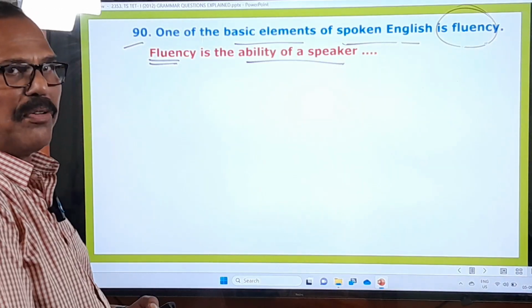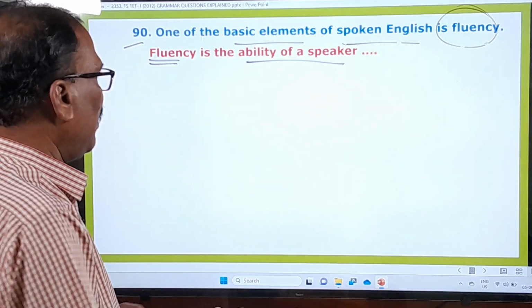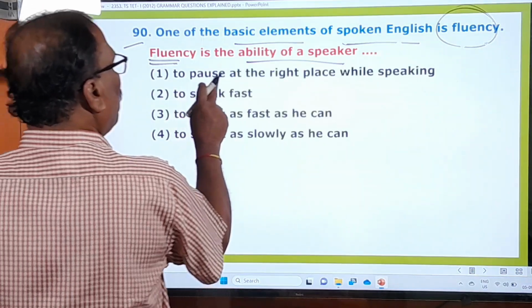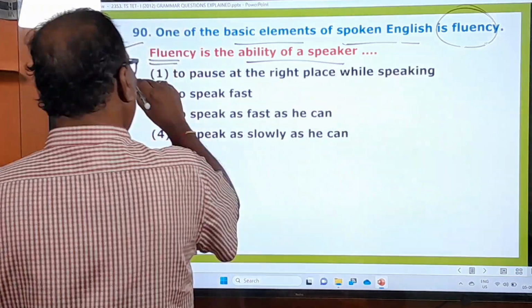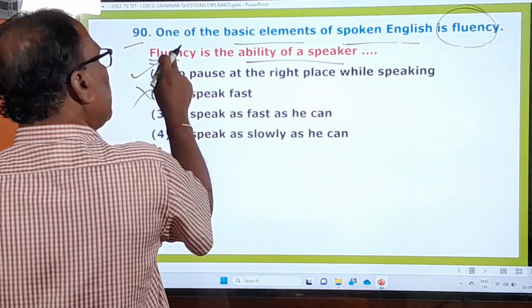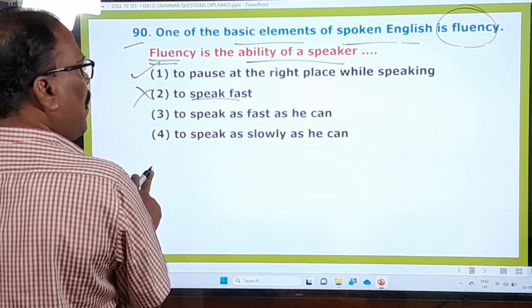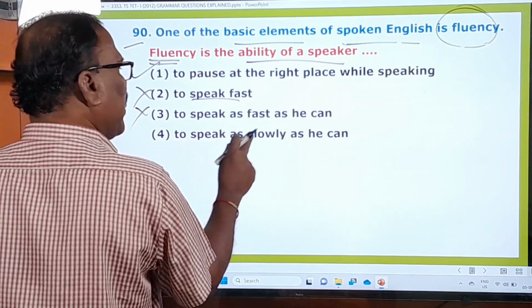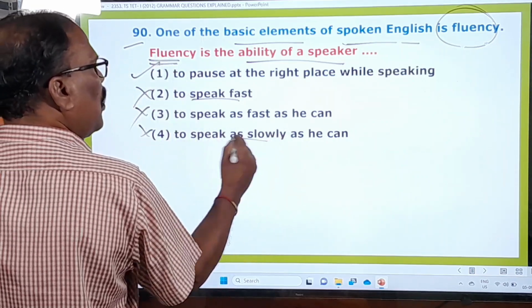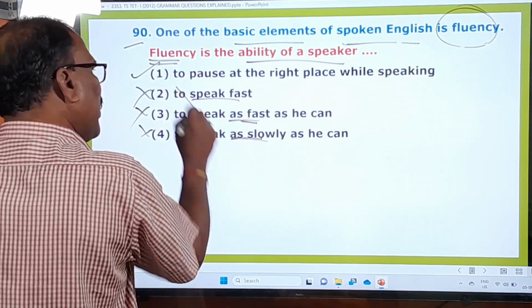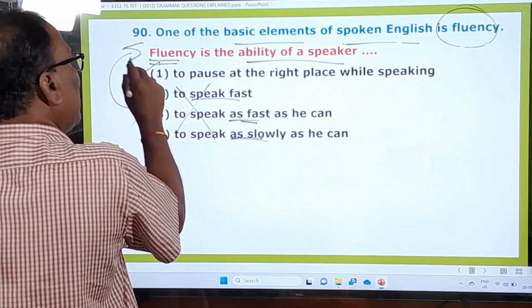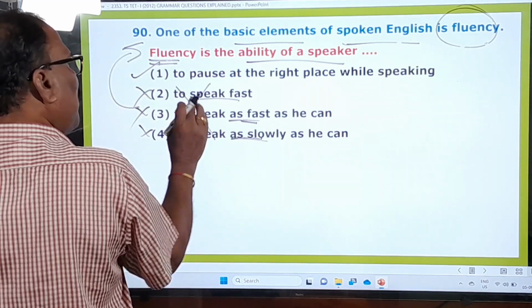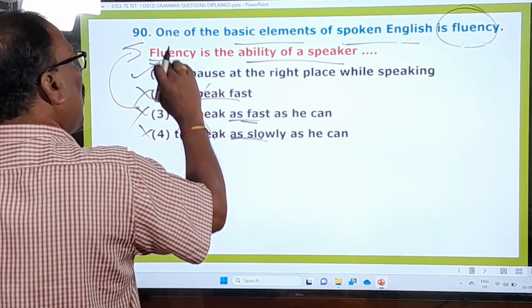Fluency is the ability of a speaker to pause at the right place while speaking. This is the right one. To speak fast? No. To speak as fast as possible is not correct. To speak slowly? No. Fluency does not mean speaking fast or slowly. These three things contribute to fluency.